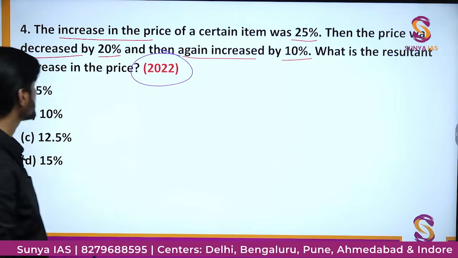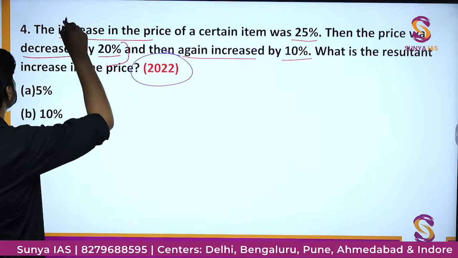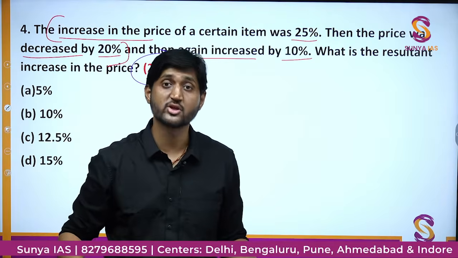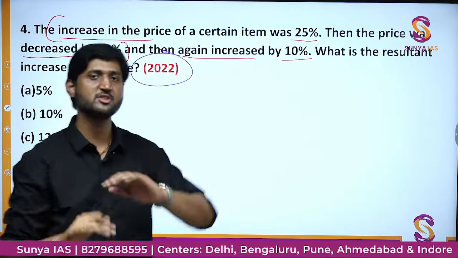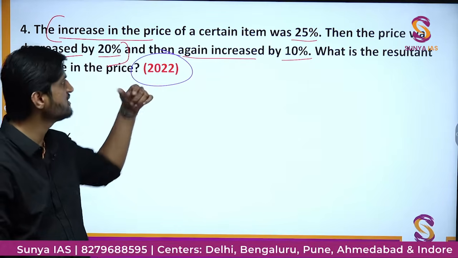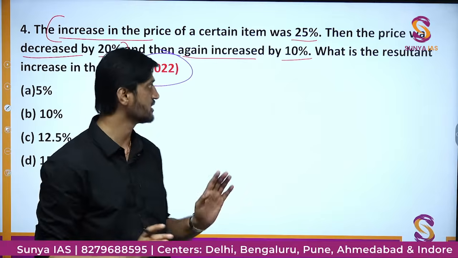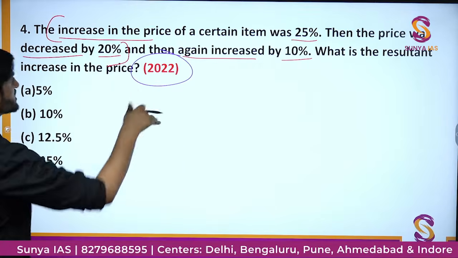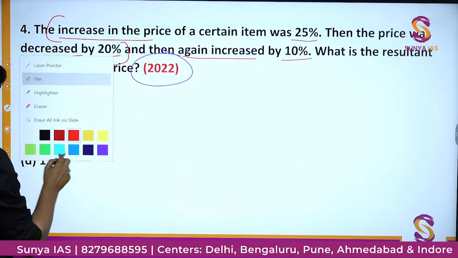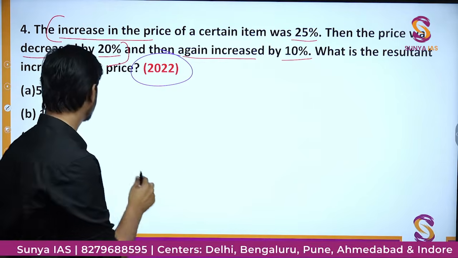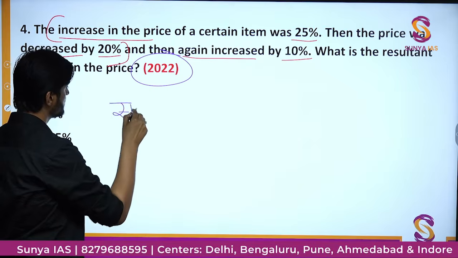So if you pay attention, this initial part is just the same as in the earlier question. The only thing is that the order has been changed. Initially there was a 20% decrease, then a 25% increase. Here the order has been reversed, but the idea remains the same. Okay, so just pay attention, and then further there is a 10% increase. So the same thing we are going to do again here. We'll assume the initial amount we have as rupees 100.